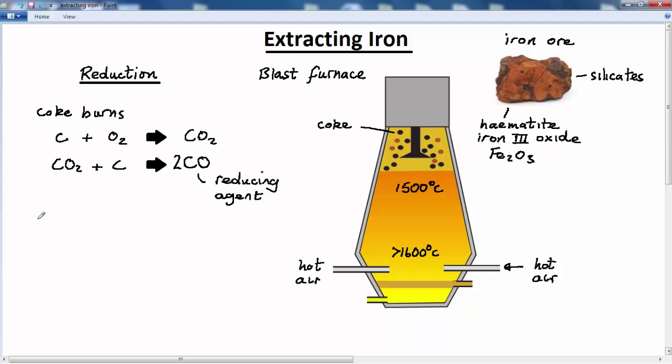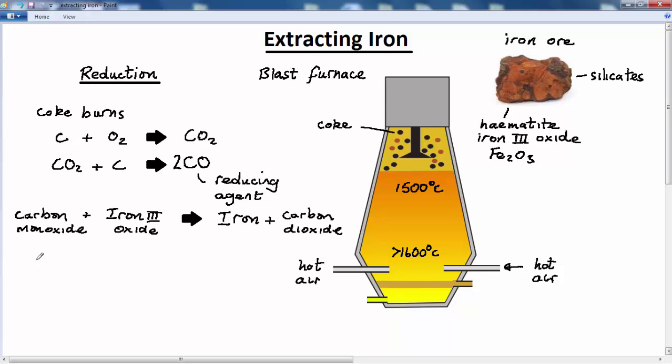So let's write out the word equation for that. Carbon monoxide plus iron 3 oxide. The carbon monoxide grabs hold of the oxygen from the iron 3 oxide. So the iron 3 oxide is reduced to iron, and that leaves carbon dioxide. So the symbol equation becomes CO plus Fe2O3 gives us Fe plus CO2.